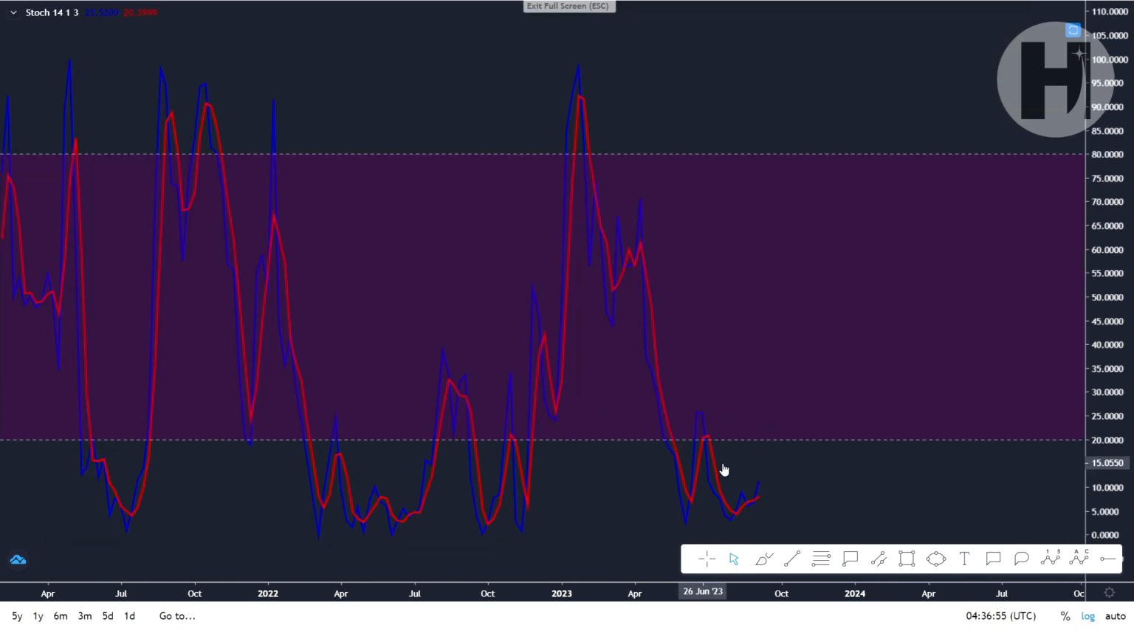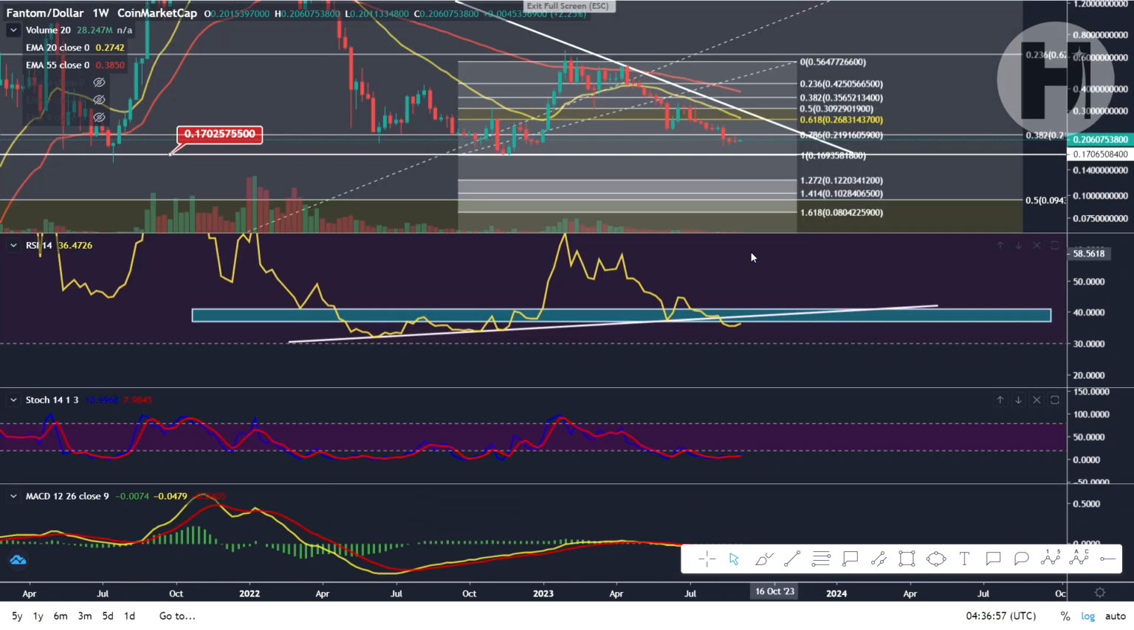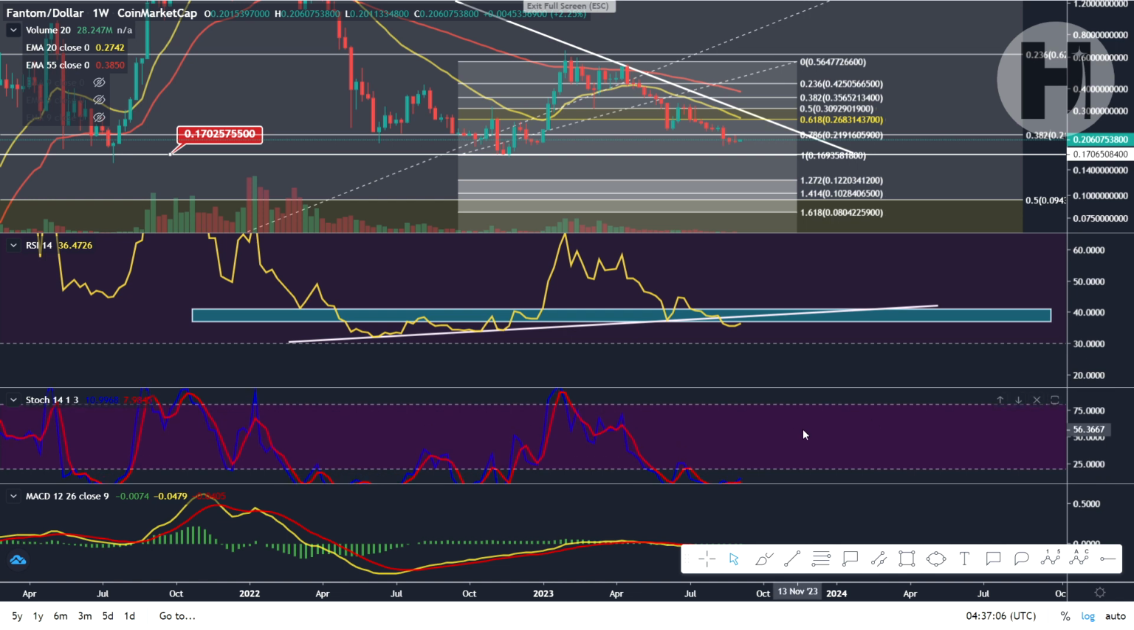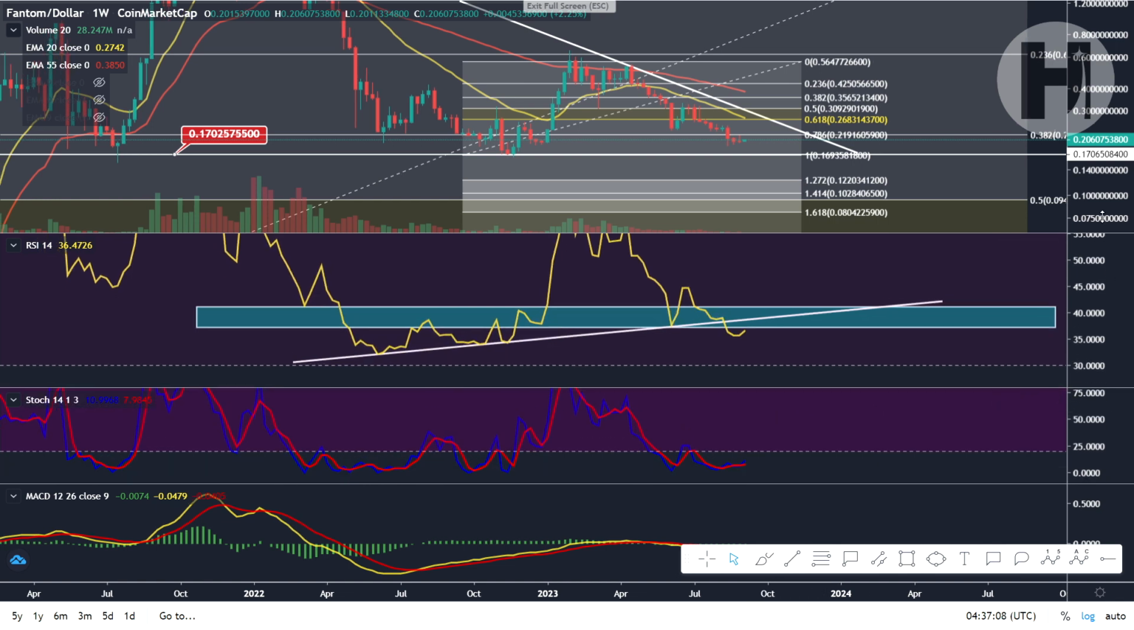And the stochastic, however, is down here in the oversold below the index of 20. The last time we were down here was back in October, November, when you should have been accumulating before that strong pump into January. So based on the stochastic, this is a good entry point.